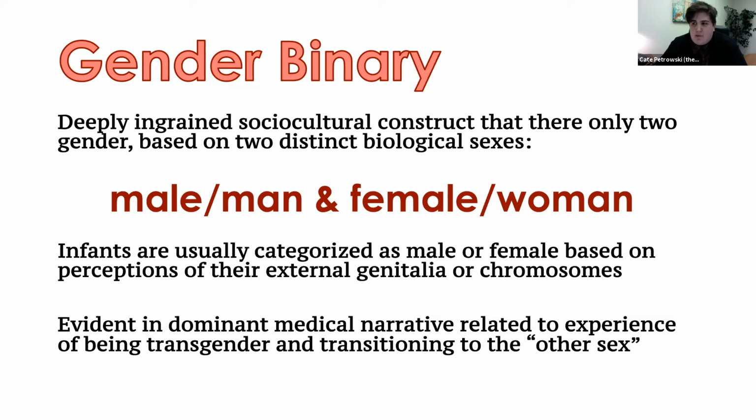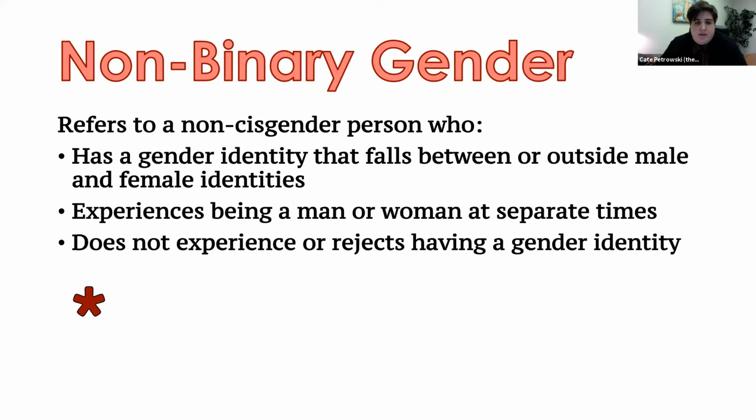So outside of this, we have the non-binary gender. This would refer to a non-cisgender person. And so cisgender would be somebody whose gender aligns with their sex assigned at birth. So if you were assigned female at birth and you recognize later on in life that you are a woman, then you would be cisgender. So somebody who's non-binary with their gender would be a non-cisgender person who has a gender identity that falls either somewhere outside of the male and female identities or somewhere in between.